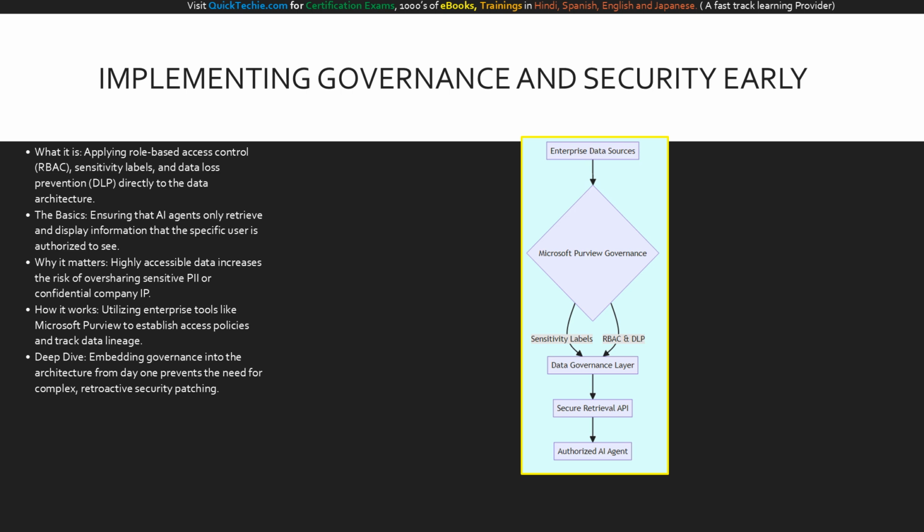Finally, at the bottom right, the authorized AI agent queries the API, and the API filters the response based exclusively on that specific user's permissions. This flowchart demonstrates that governance acts as a vital, unbreakable security filter, guaranteeing that AI agents only surface information that is fully compliant with your organizational access policies.